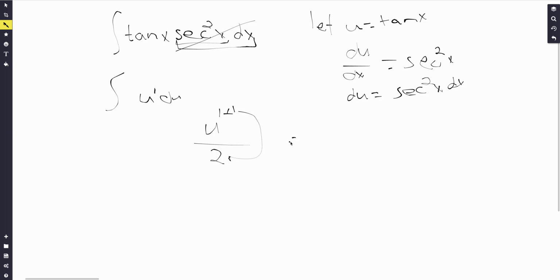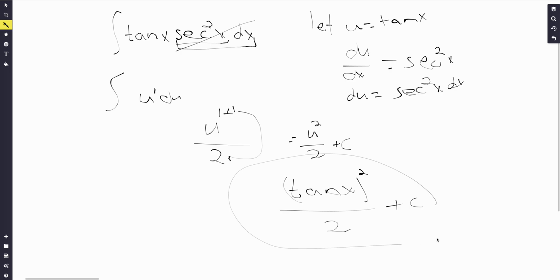So this is equal to u squared over 2 plus c. Now we can sub in the u, so it'd be tangent x squared over 2 plus c, and that would be a final answer for this problem.